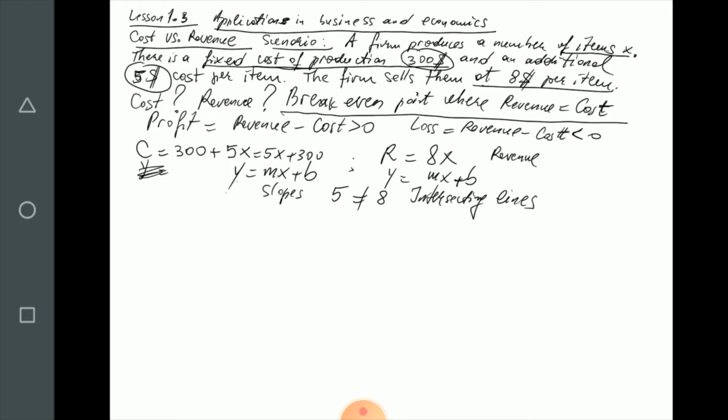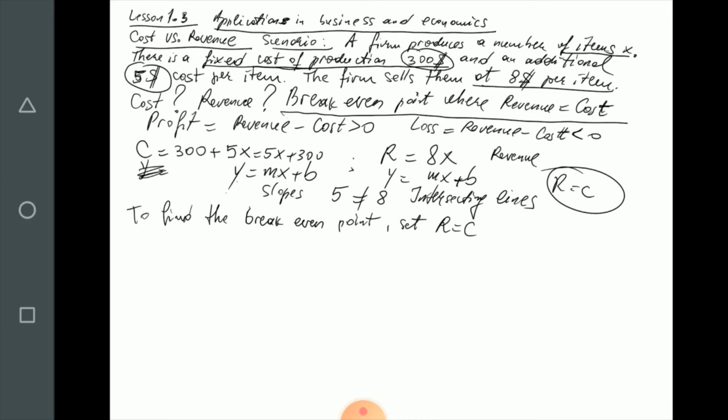Which means it's guaranteed that there is a point where the revenue is equal to the cost, the so-called break-even point. So to find the break-even point, we simply set the revenue equal to the cost and then solve for x. So the question is, how many items do I need to produce just to balance the cost and the revenue? In this case, it's just a simple equation.